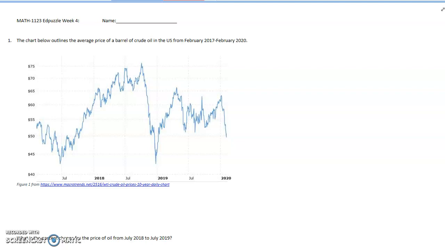So this chart below outlines the average price of a barrel of crude oil in the U.S. from February 2017 to February 2020. And the question down here asks what is the percent change for the price of oil from July 2018 to July 2019? Well, July 2018, I can see that price of oil looks like it's right here. And so what would that be?